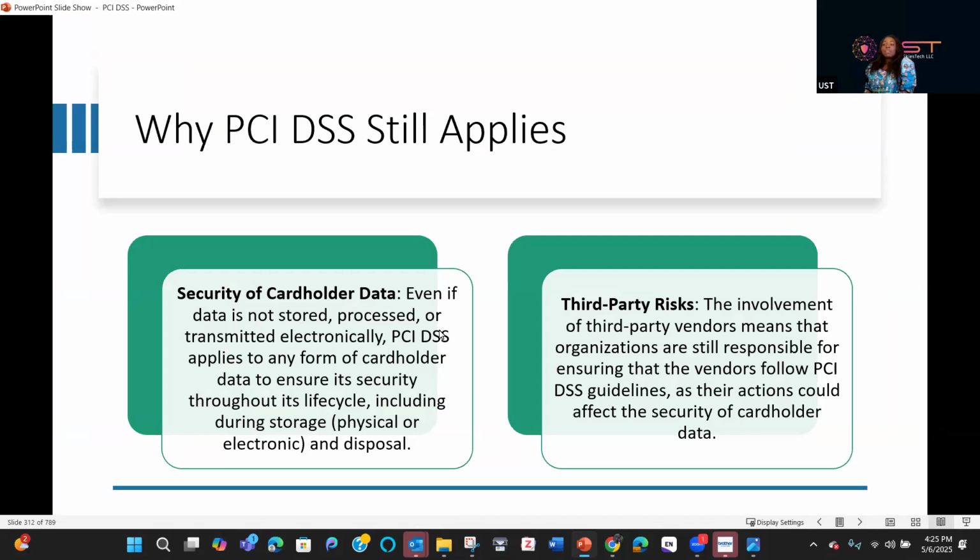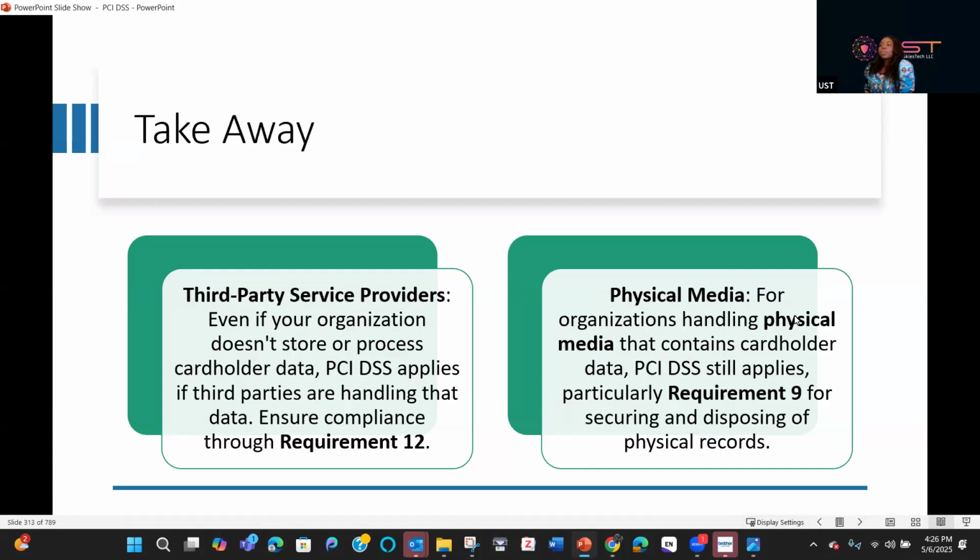Security of cardholder data. Even if data is not stored, processed, or transmitted electronically, PCI DSS applies to any form of cardholder data to ensure its security throughout its life cycle, including during storage, physical or electronic, as well as disposal. The involvement of third-party vendors means that organizations are still responsible for ensuring that the vendors follow PCI DSS guidelines, as their actions could affect the security of cardholder data.